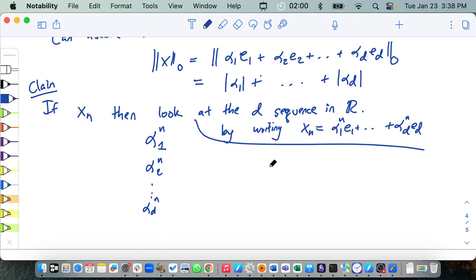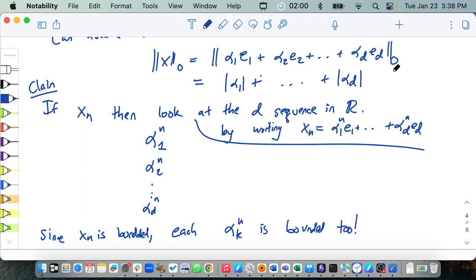So since x_n is bounded, each alpha_kn is bounded too. That's because the norm is the sum of the alphas. If the norm of the whole thing is bounded, then each individual sequence also has to be bounded. So we have the sequences alpha_1n, alpha_2n, all the way up to alpha_dn. Each of them is bounded, and each of them is a sequence in R.